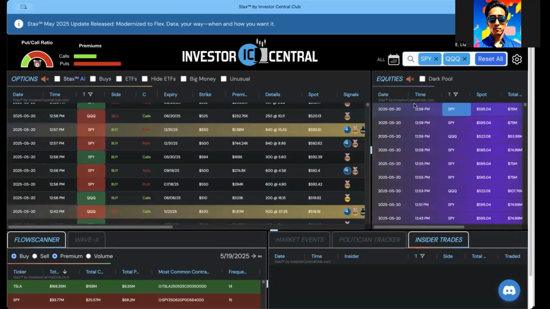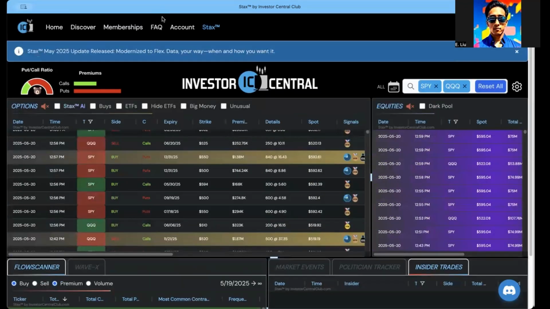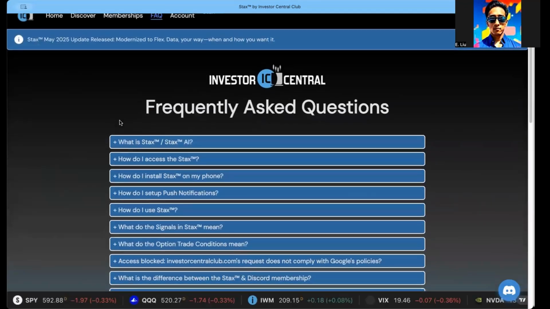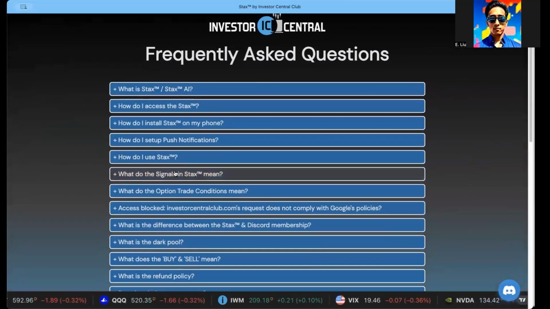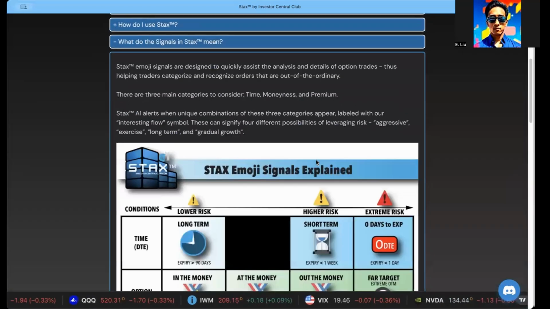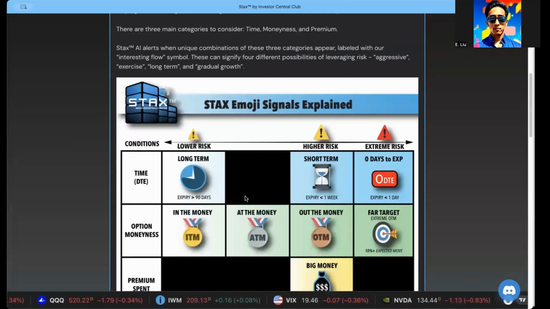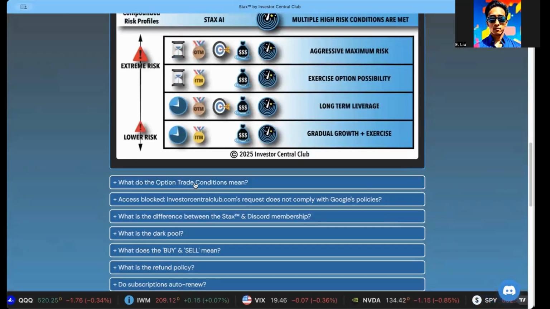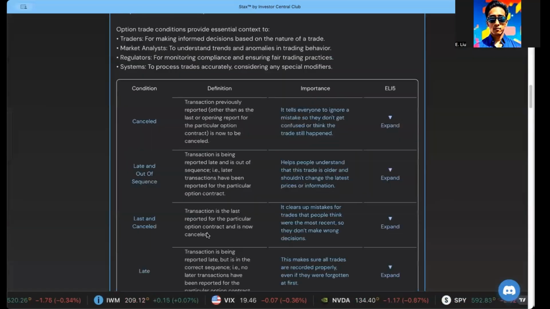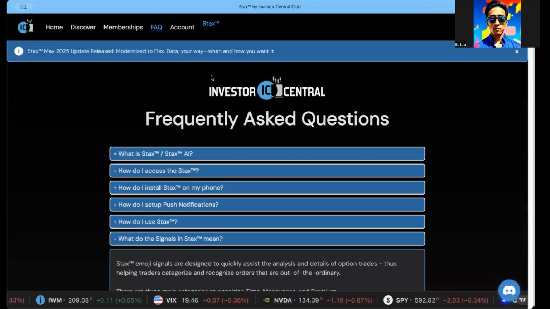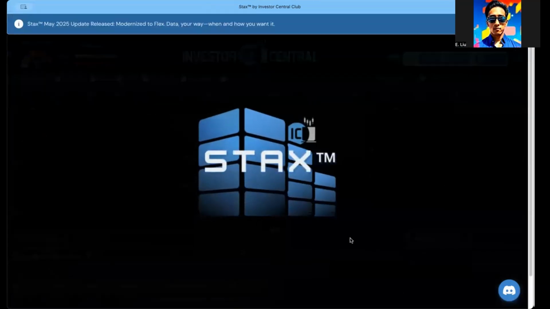If you have questions about those, you can always go into our FAQ. And in our FAQ, not only do we have a way for you to understand what our signals mean, but we also have option trade conditions being explained in here as well. Back into our Stacks.